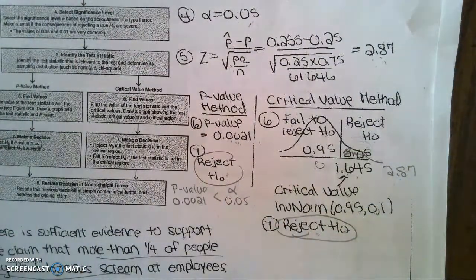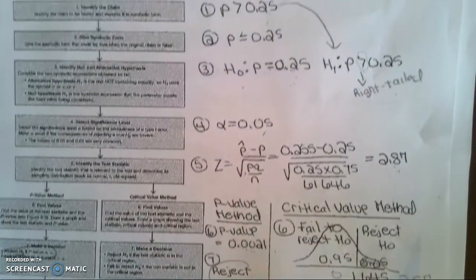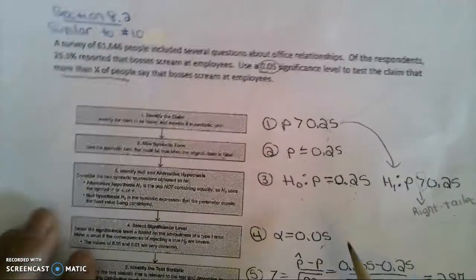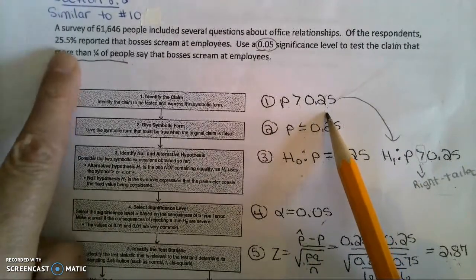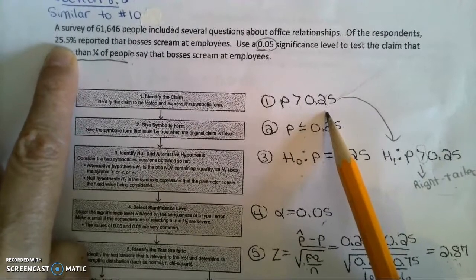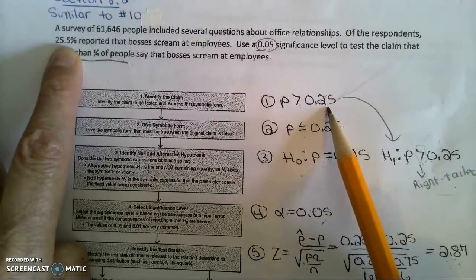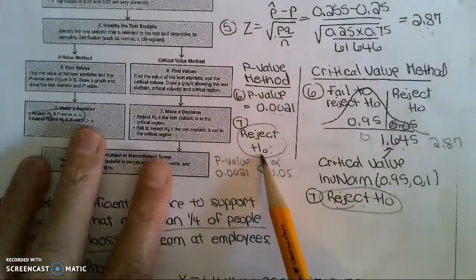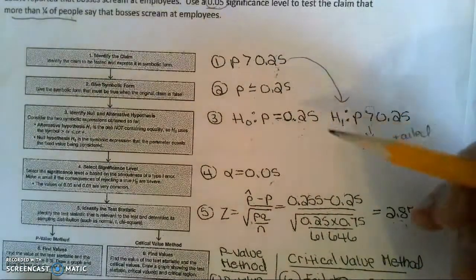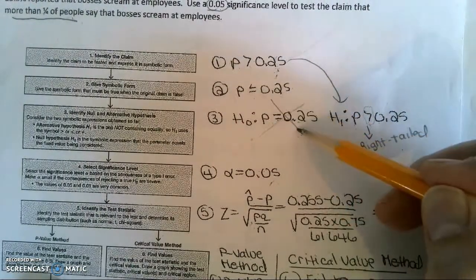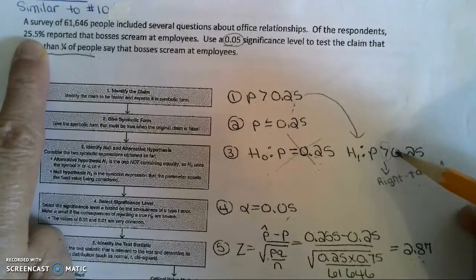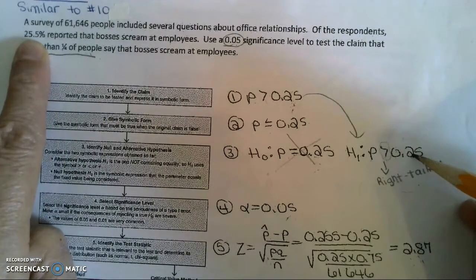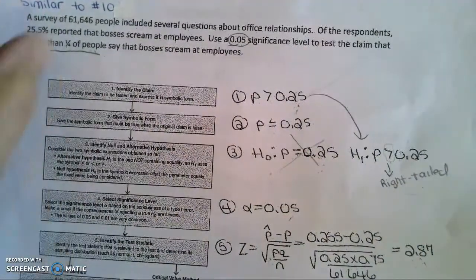Okay, so let's go back and look at this before we get to this last part here. The claim was that more than 25% of all people say their bosses yell at them. According to my sample, it was more than 25%. But is that enough to conclude this? That's what we're looking at. Back here we rejected the null, which means we assume this is true. So we're pretty much saying that 25.5% is enough to conclude that more than 25% of bosses yell at their employees. Okay, so that's a little bit of logic behind it.